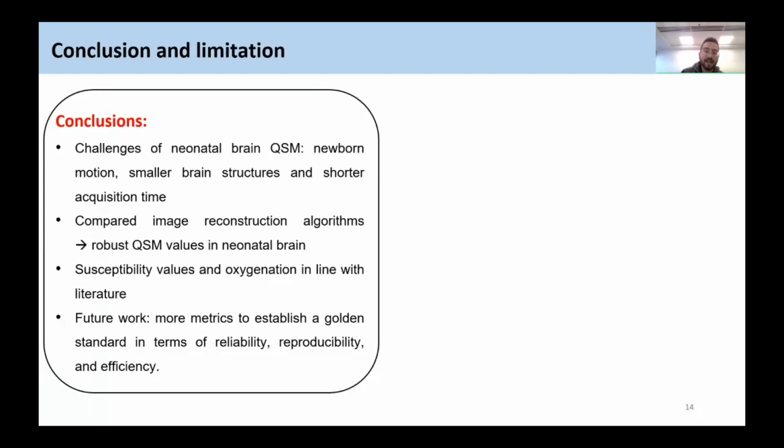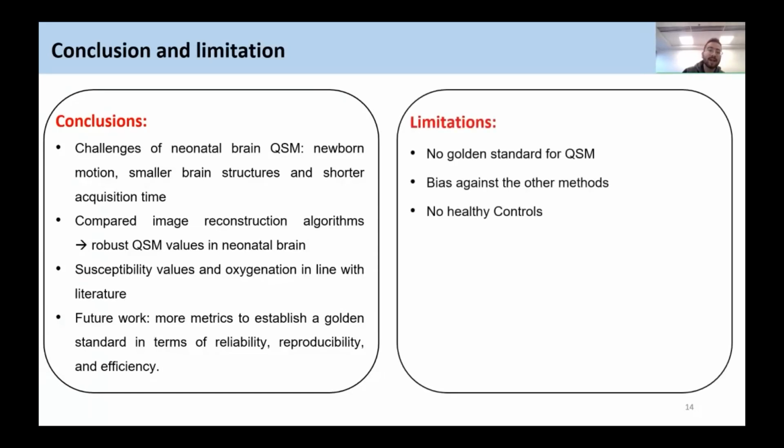Now, for the limitations, QSM actually doesn't have a gold standard, although a method called COSMOS is often considered as the gold standard, but it's actually really hard to acquire COSMOS data, especially for newborns. We were biased toward other methods since we only used the most popular and the more easily accessible methods, ignoring other new methods that can be as good. And finally, in this project, we don't actually have healthy controls to compare the results that we got.